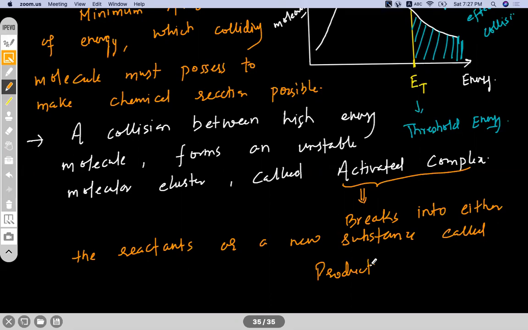The energy associated with the activated complex is called activation energy. Write down the last point. The energy associated with the activated complex is called activation energy. Okay, copied this.